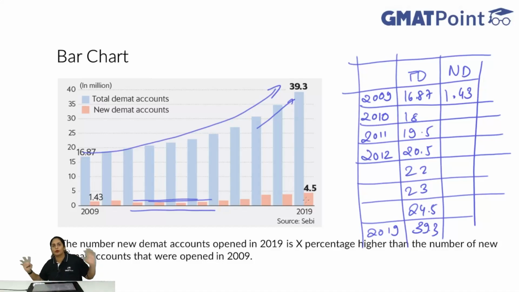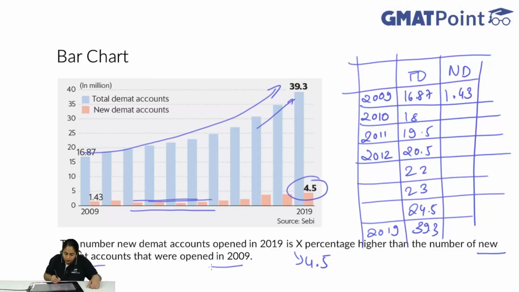Now you can say, okay, I'm not comfortable with a bar chart, I'll convert it into a table and then answer the questions. But it is really not needed. Let's take a look at a statement, for example. The statement is: the number of new demat accounts opened in 2019 is X% higher than the number of new demat accounts opened in 2009. Do we need the entire table for that? No. What is the number of new demat accounts opened in 2019? This is 4.5, directly given in the graph. And what is the number opened in 2009? Again, it is given directly, it is 1.43.